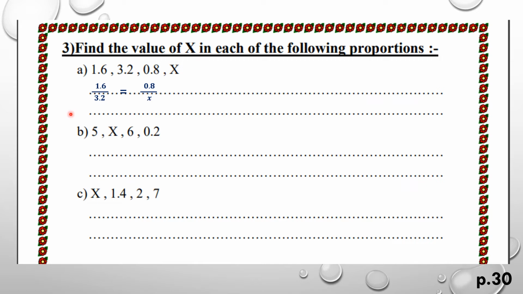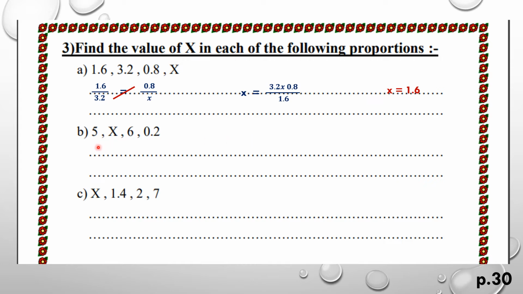Searching for a completed cross. Here we have 3.2 and 0.8. So x equals 3.2 times 0.8 over 1.6. And again we can say it 0.8 times 3.2 over 1.6. The result will be 1.6.